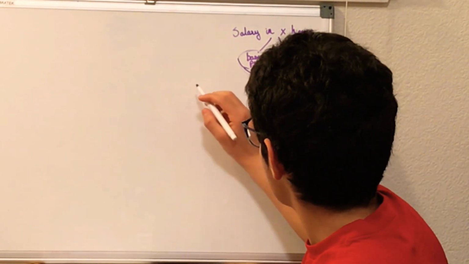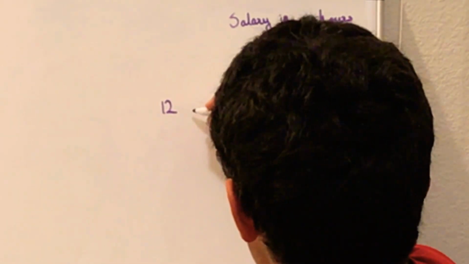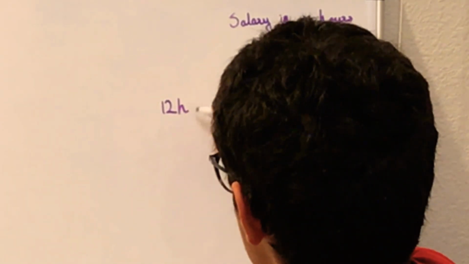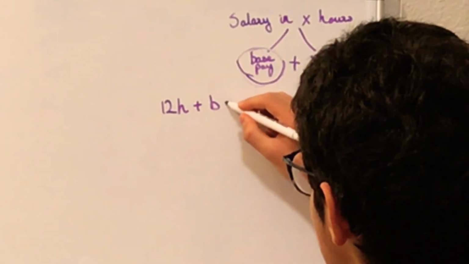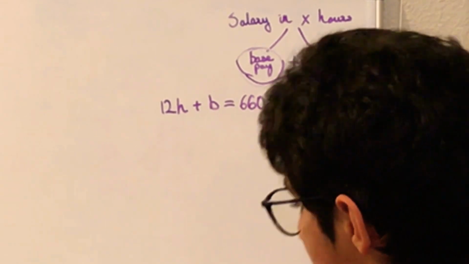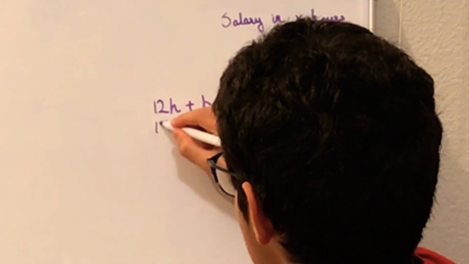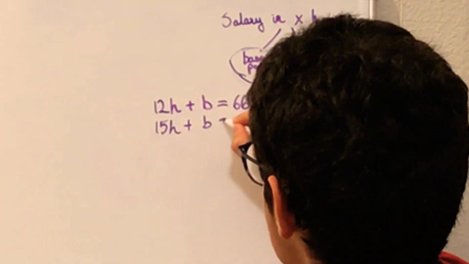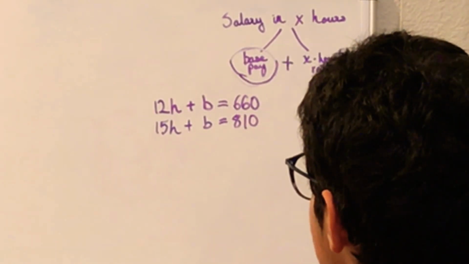So we get, for the first equation, since they work for 12 hours, so that's 12 times the hourly rate, let's call the hourly rate H, so 12H plus the base pay, which is just B because B is for base, equals 660, I think. Let me quickly check. Yeah, equals 660. And if they work for 3 hours more than that, so 3 hours more than that is just 15 hours, 15H plus the same base pay, equals, they earn $810. So how will we solve this?